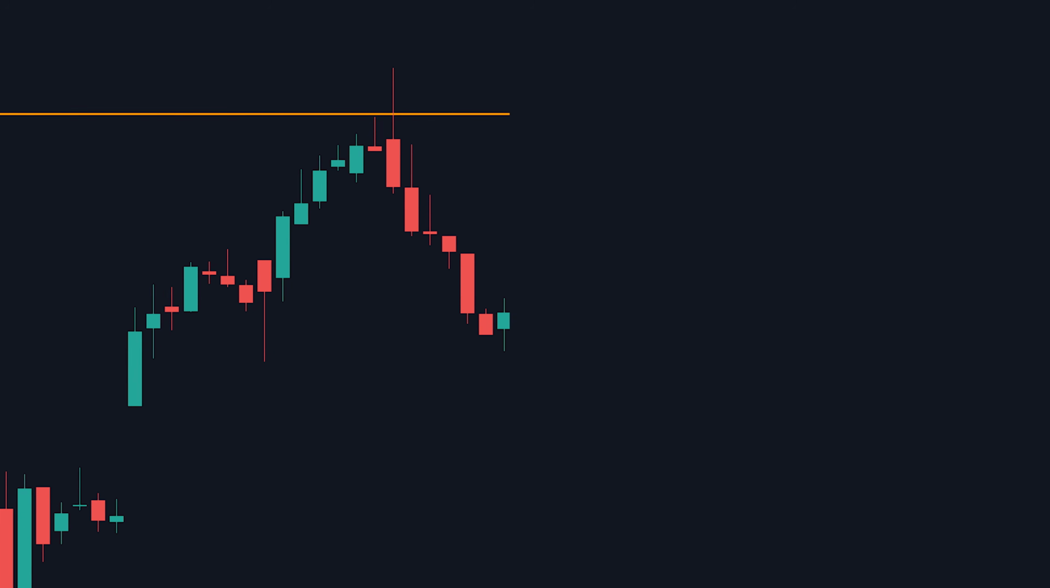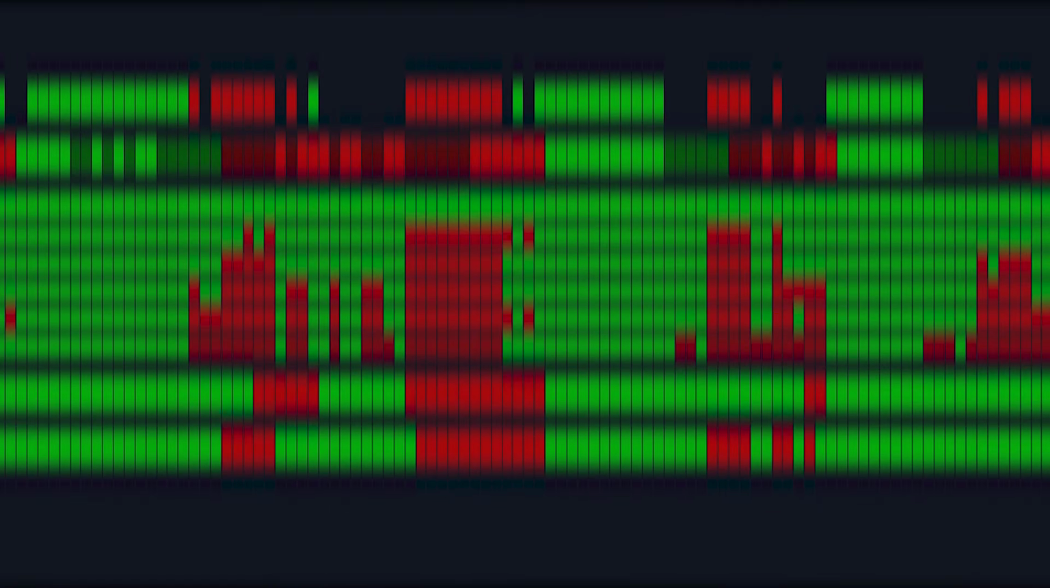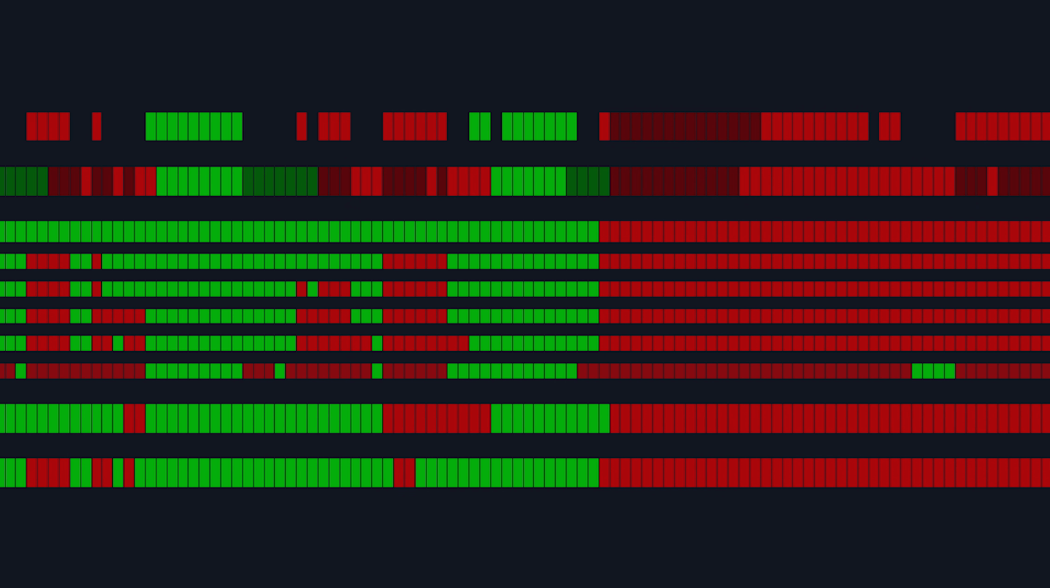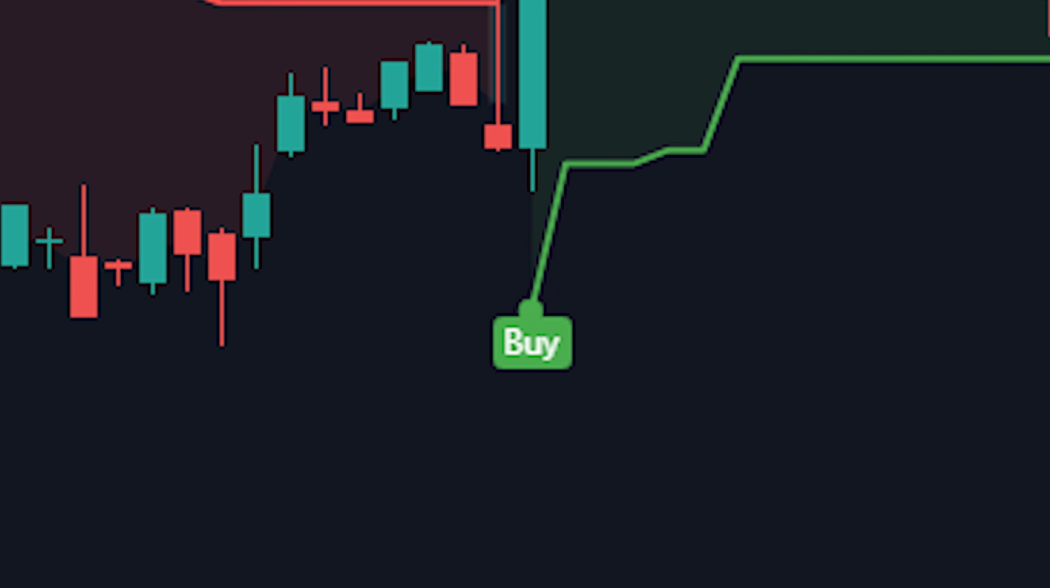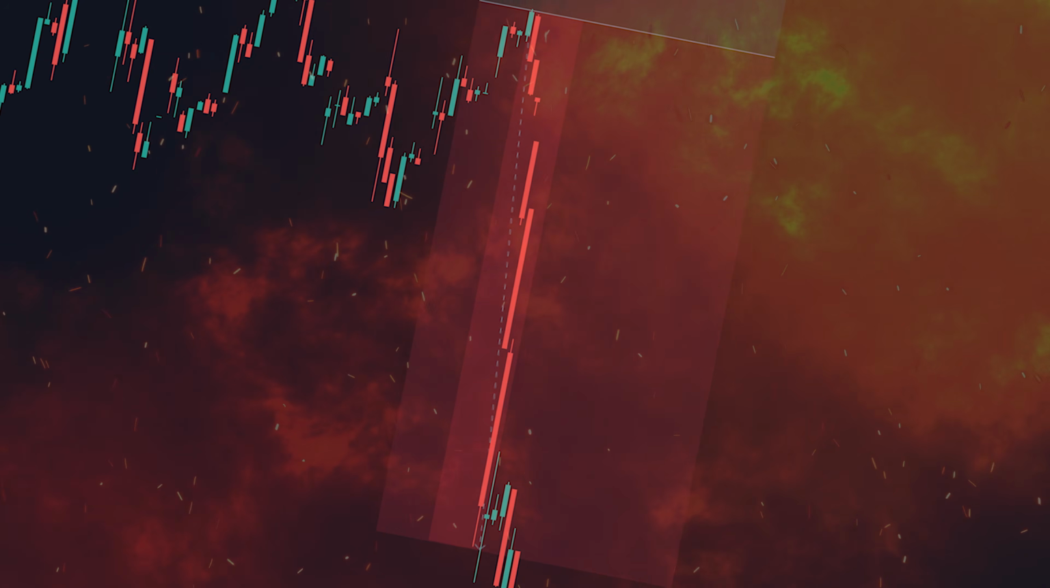Everybody hates false breakouts. Why are you the way that you are? But what if I told you there were indicators out there to, one, not only give you confirmation on your trades, but also help prevent you from entering trades like this? That would be pretty cool, right? Goddamn, that would be awesome.